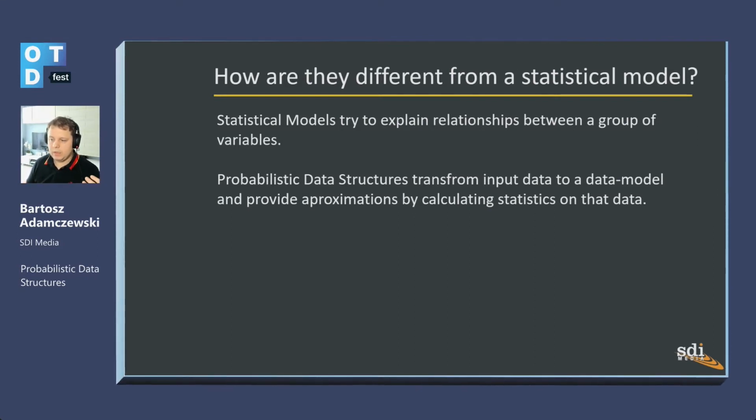In one way, in models, we try to explain a phenomenon using variables, and in probabilistic data structures, we try to come up with an answer using simple statistics most of the time.